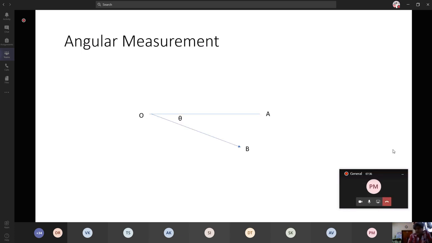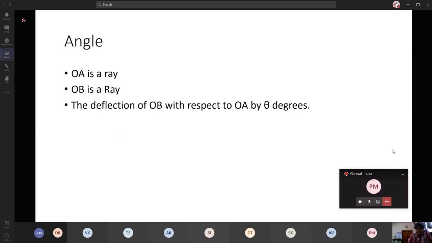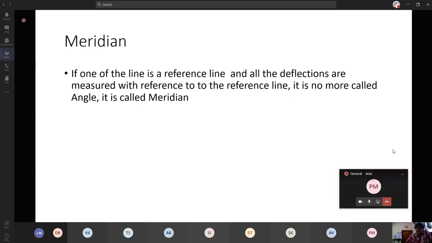That if we keep one of the rays as a reference line, then it is called a... what is the name for a reference line? Reference line, there is a specific name: a meridian. Okay. So it's an angle. If one of the lines is a reference line, all the deflections are measured with reference to it. It is no more called an angle; it is called a meridian because the line is called a meridian.